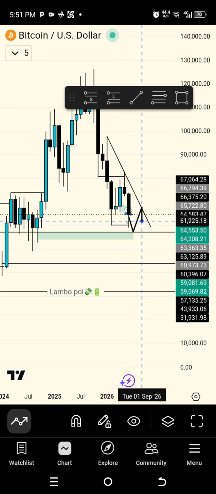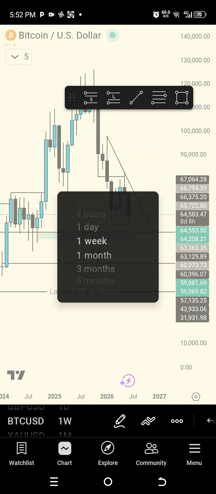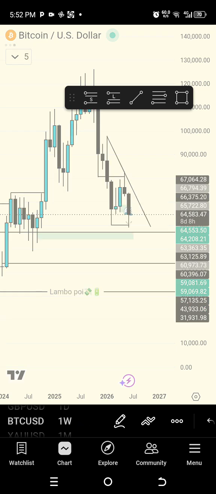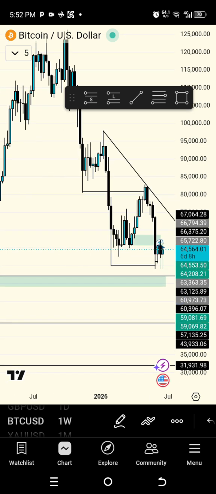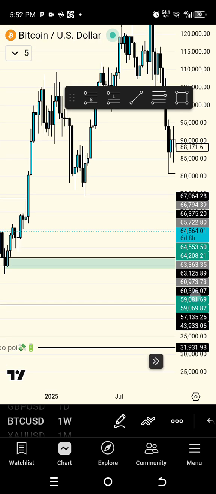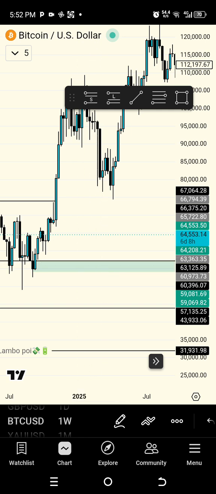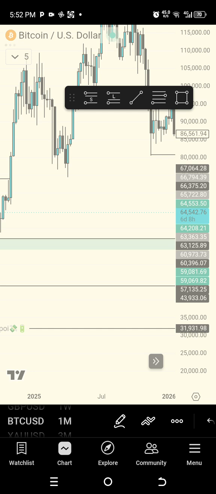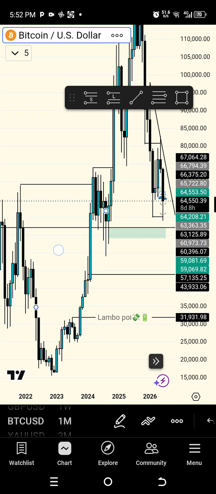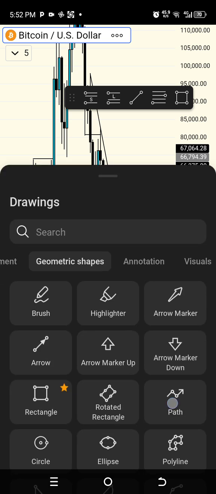So let's go to the lower time frame, 1 week. This is the weekly time frame here, and this is the OB block here that I'm looking for price to get to. Sorry, I missed this last one here. Price will still get to this point and do the same thing.